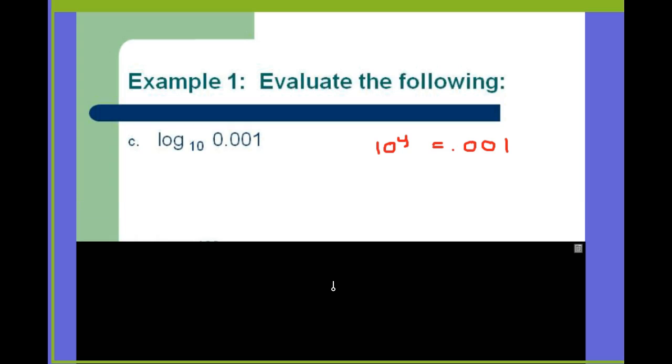So that's like saying 1/10 to the y has to equal 1 over, and then you'd have to know what 0.001 was as a fraction. So if you go back, 0.1 is 1/10, which means 0.01 is 1/100, which means 0.001 is 1/1,000.